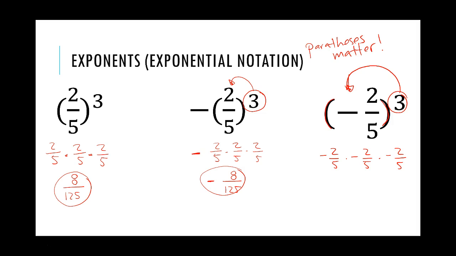So when I do this one, you're still going to end up with 8 over 125, but for the sign, I have a negative times a negative, which is positive, and then that positive times this third negative takes me back to a negative. So for this instance, the one with parentheses still gives me a negative, just like the second one that didn't have parentheses.